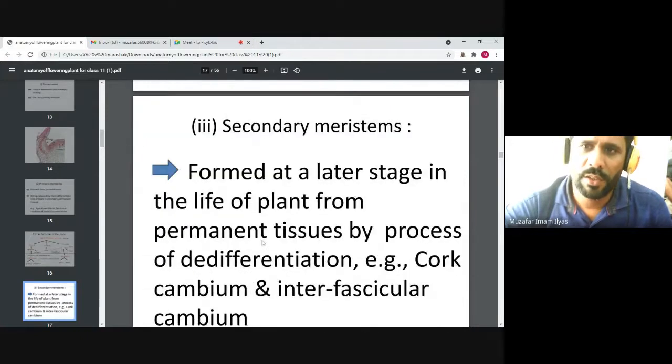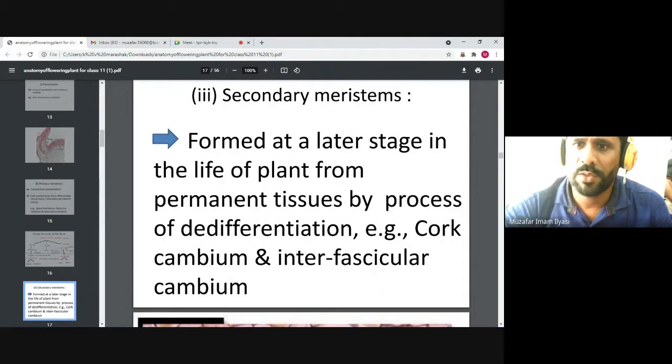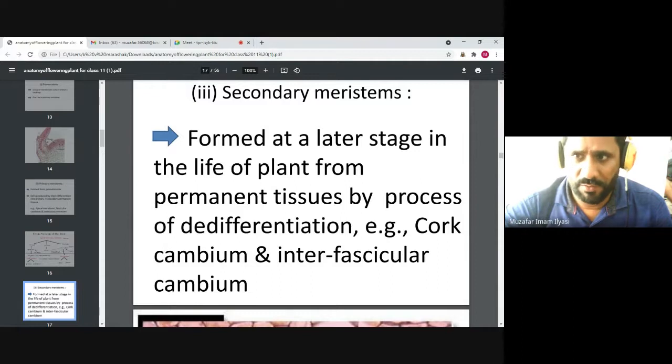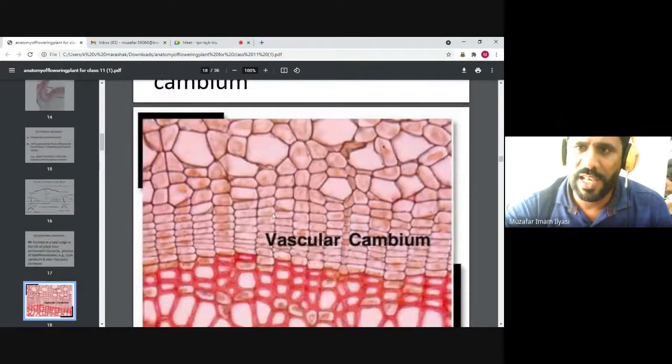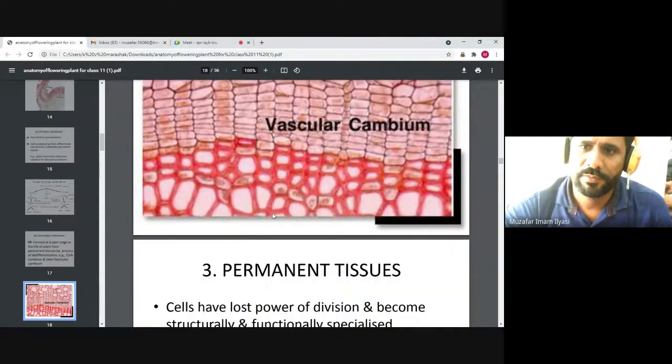Now the discussion on secondary meristems. They are formed at a later stage in the life of the plant from permanent tissues by the process of dedifferentiation, like cork cambium and interfascicular cambium. See this arrangement. This is the arrangement of vascular cambium, just like bricks arranged into walls.